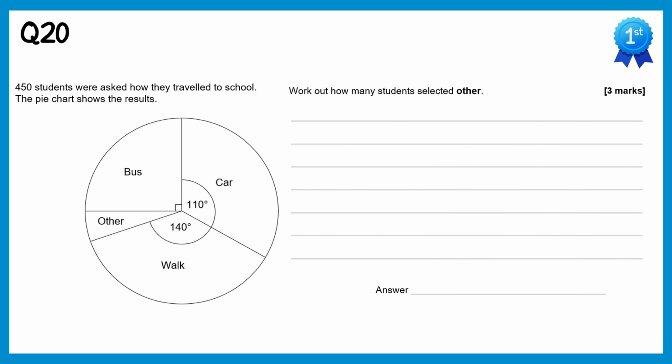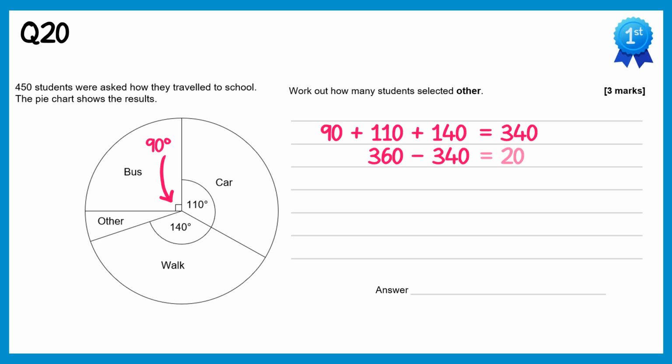For this question, we need to work out how many students selected other. To do this, we're going to work out the angle represented by other in the pie chart. Bus is a right angle, so that's 90 degrees. So if we add up all of the angles we have so far, we've got 90 degrees, add 110 degrees, add 140 degrees, which is 340 degrees. Since the whole pie chart must add up to 360 degrees, we can take this from 360, which leaves us with 20 degrees. So the part for other must be 20 degrees.